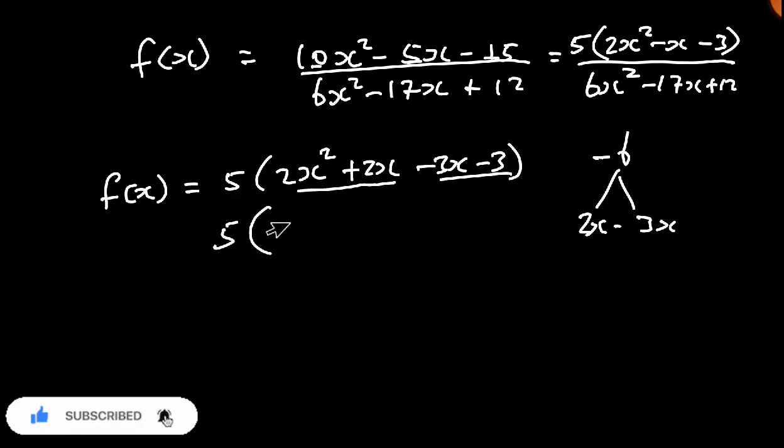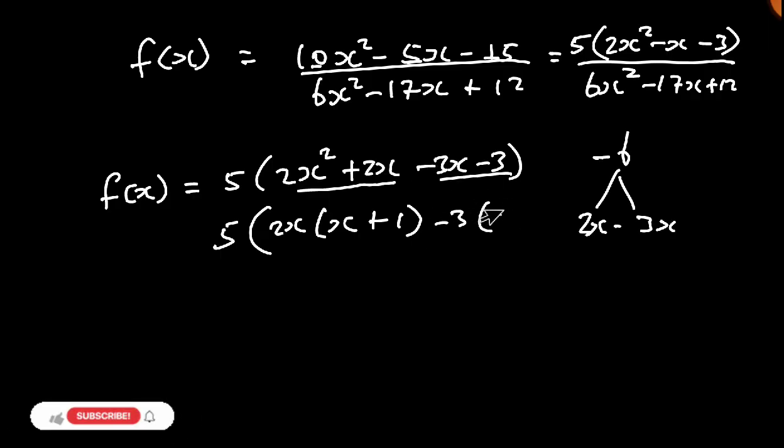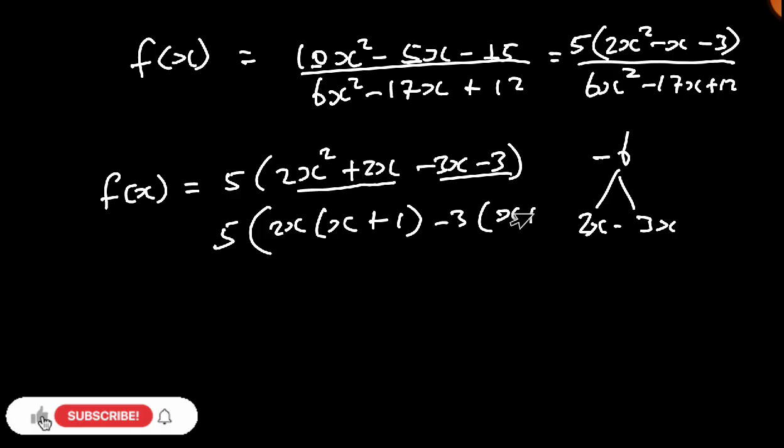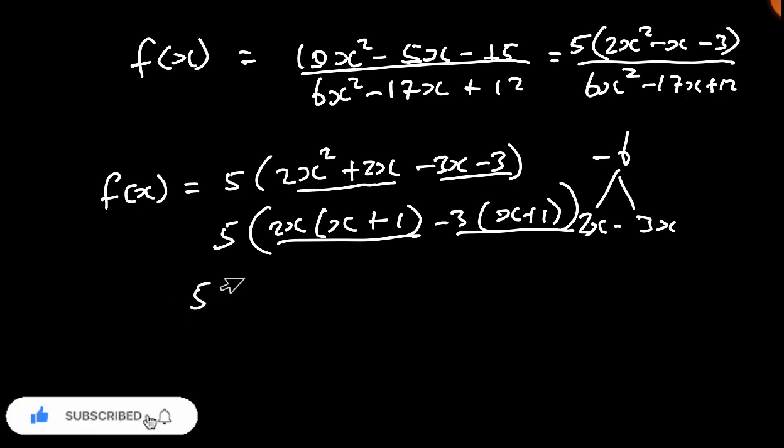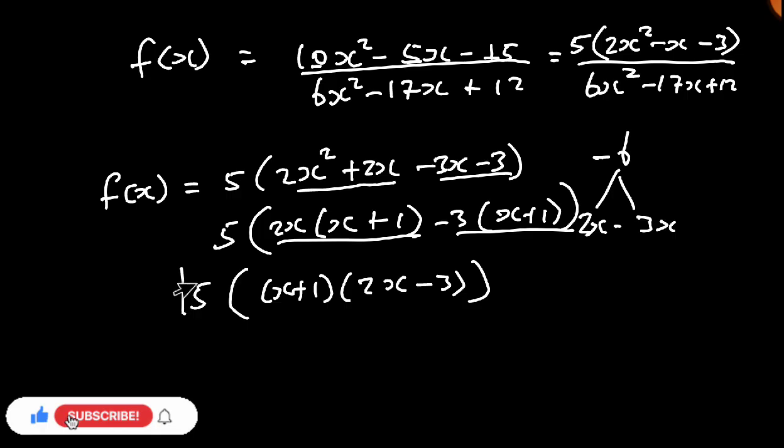So let's factor out this and this by grouping. Now 2x is common here, so we bring that 2x. 2x squared divided by 2x will give us x, plus 2x divided by 2x will be 1. Then between -3x and -3, -3 is common. So -3x divided by -3 will give us x, and then -3 divided by -3 will give us plus 1. So if you factor this out, we're going to have 5 into x plus 1, then 2x minus 3. Alright, so we have factored out this numerator.